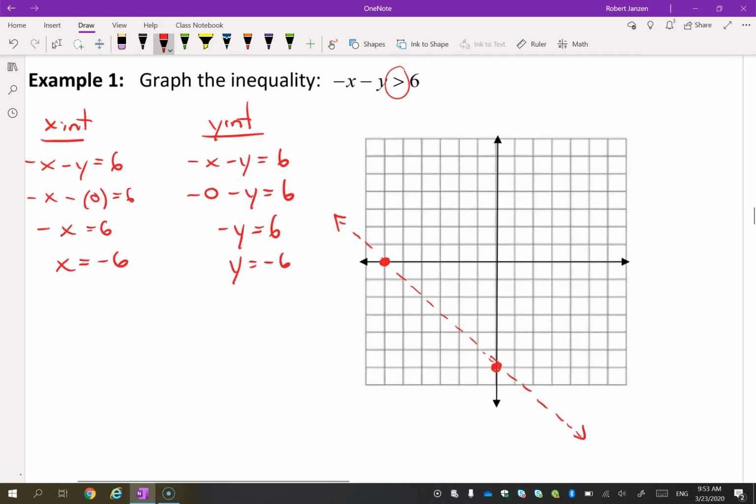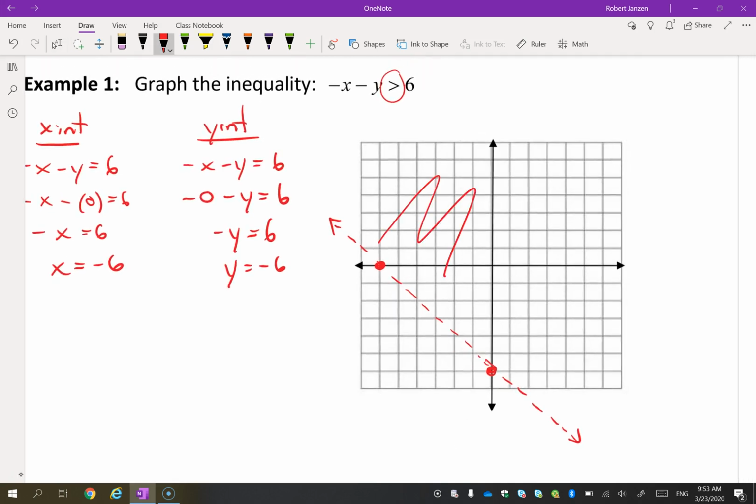Now the question is, do I shade above the line or do I shade below the line? Well, to me this is not obvious. It's not obvious whether I should shade above or below. So I'm going to do a test point. Usually the test point is 0, 0. That's this point right here, and it's easiest to use that. That's why I'm going to pick 0, 0.